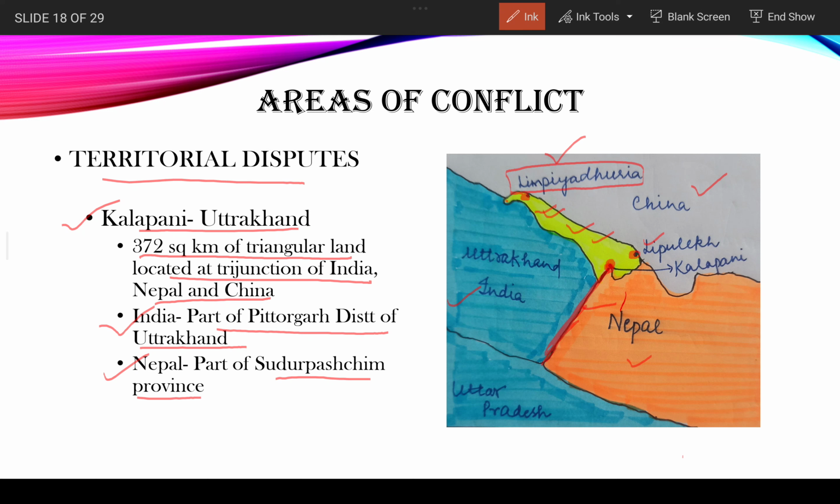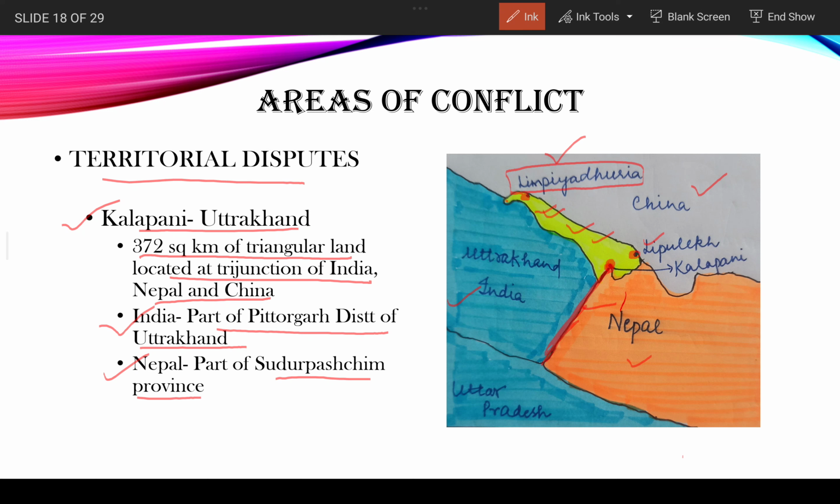However, the issues have not yet been resolved. So these are the steps which have been taken in the past in order to solve the dispute, but the dispute has not yet been solved. Okay, so this region was actually in the news recently as well.